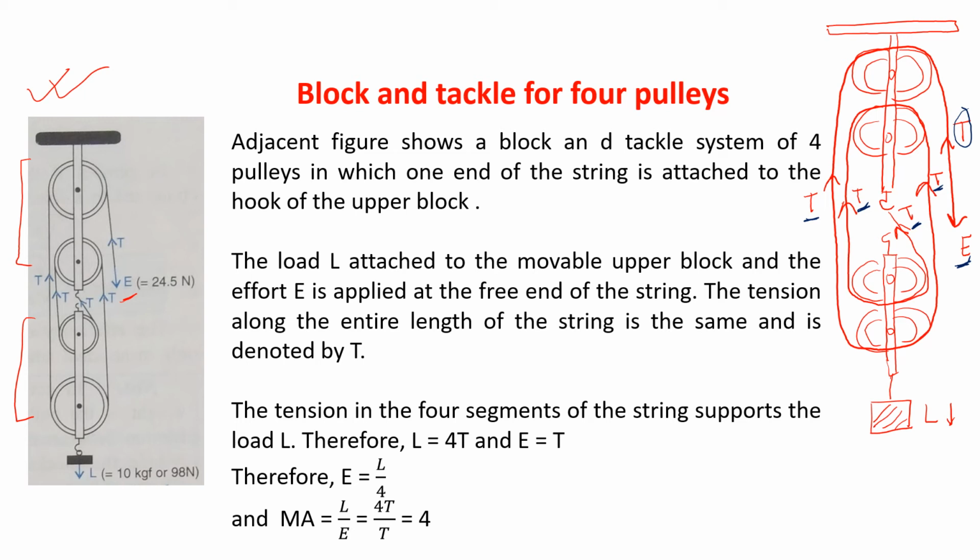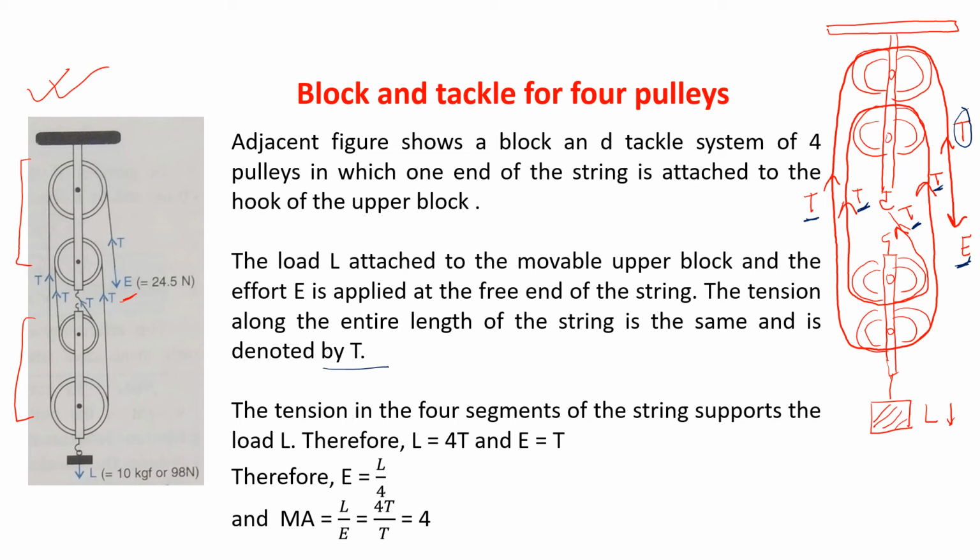Otherwise you can say that effort is balanced by one tension. Now see what is written. The adjacent figure shows a block and tackle system of 4 pulleys, in which one end of the string is attached to the hook of the upper block. The load L is attached to the movable lower block and the effort E is applied at the free end of the string. The tension along the entire length of the string is the same and is denoted by T.